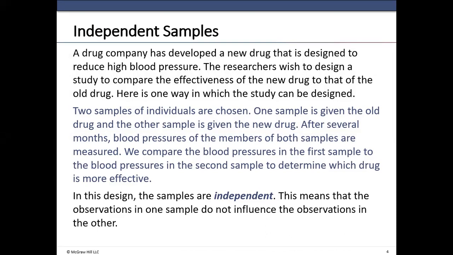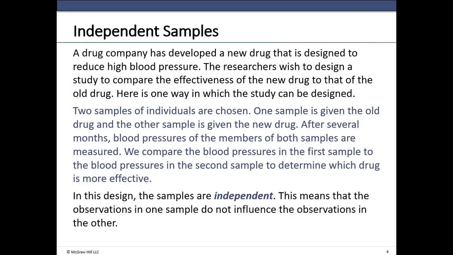Two samples of individuals are chosen. One sample is given the old drug and the other sample is given the new drug. After several months, blood pressure of the members of both samples are measured. We compare the blood pressure in the first sample to the blood pressures in the second sample to determine which drug is more effective. In this design, samples are independent.